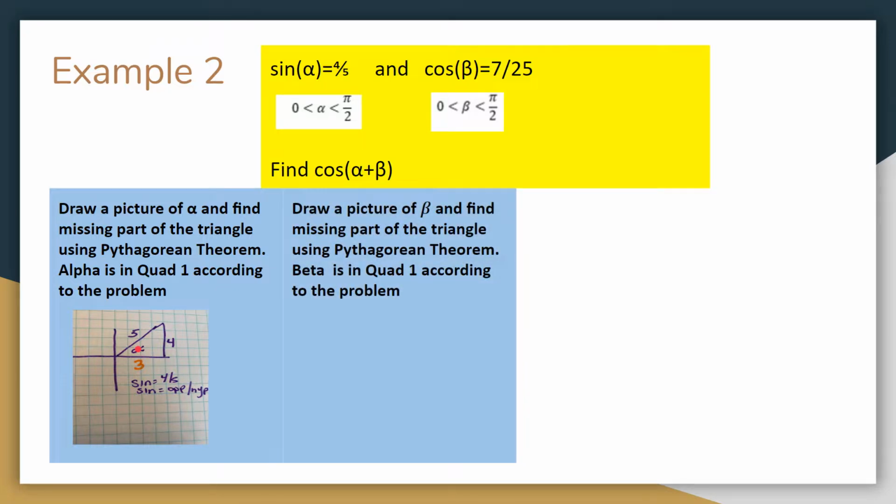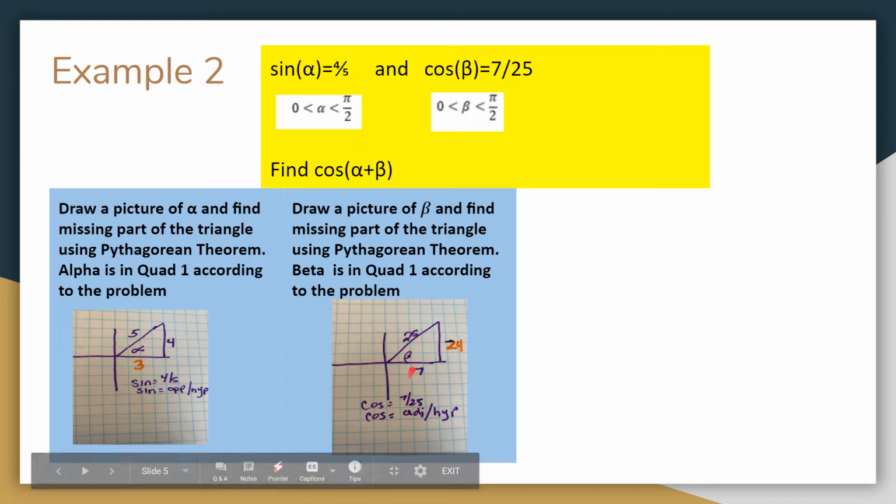Now I draw a picture of beta. Again, beta is in quadrant 1 according to the problem. So here's a picture of beta. I put a beta in there. The cosine of beta is 7/25, so that's adjacent over hypotenuse. By Pythagorean theorem, where this is also a Pythagorean triple, this becomes 24.